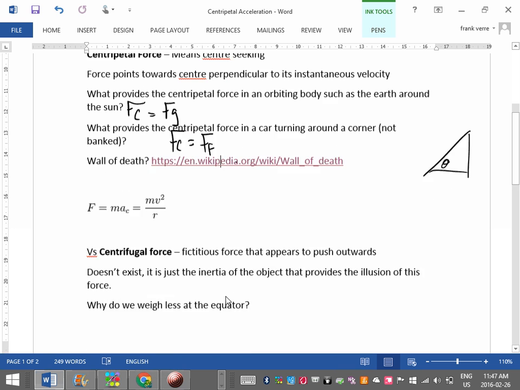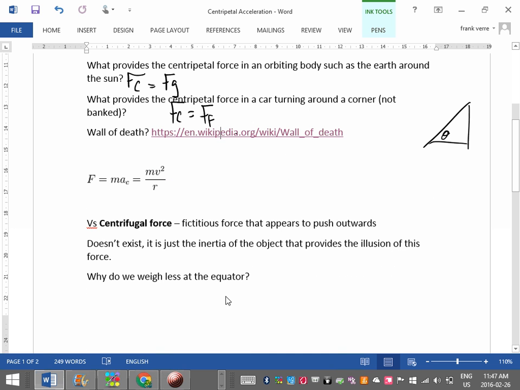Okay, so again, there is no force that pushes things away from the center of the circle. It's the tendency of the object to want to travel in a straight line. Okay, and we know that's Newton's first law.